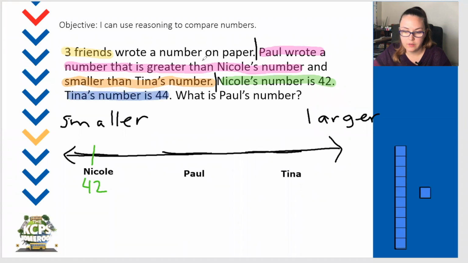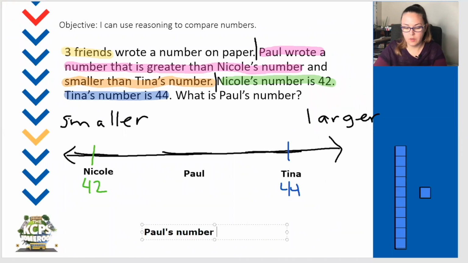Tina's number is 44. So here's Tina's hash, and her number is 44. So then the question we have to answer is, what is Paul's number? So we're going to write a sentence that says Paul's number is, and I want you to think about the problem that I'm asking you to solve.